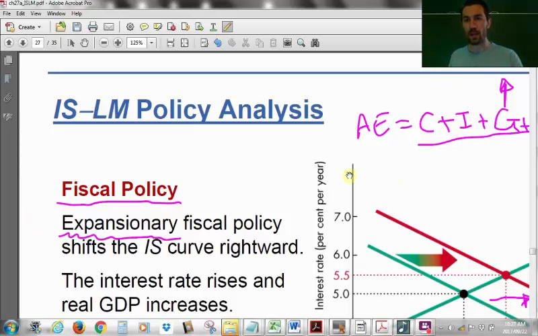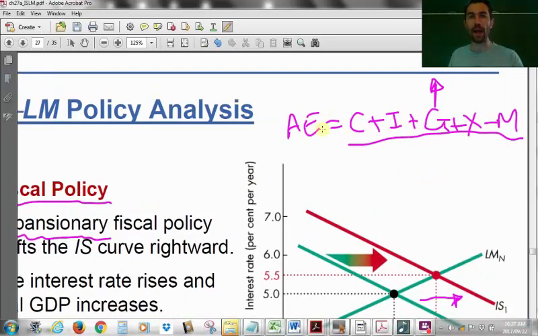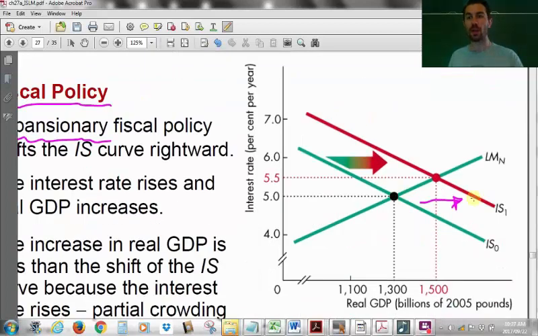So we said our aggregate expenditure, remember, is made up of a whole bunch of different components of expenditure. One of them is government spending. So when we increase government spending, we are changing our aggregate expenditure. When we change our aggregate expenditure, we shift the IS curve.